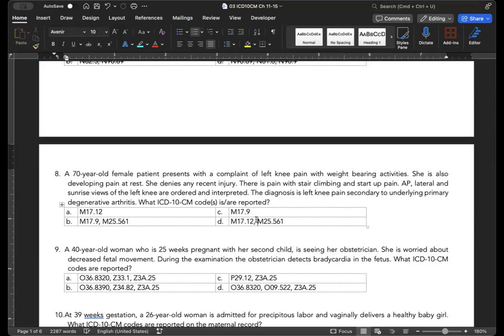So, process of elimination, you've got two that have M17.12, two that have M17. Let's go to those codes. M17.12. So M17.12 is unilateral primary osteoarthritis. And then M17.9 is osteoarthritis of the knee.